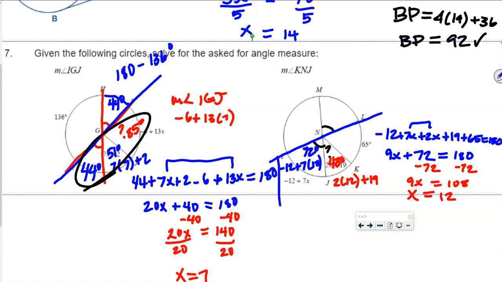And once again, I'm going to add up this angle and that angle, and all three of those should add up to be 180. Again, that's a good way to check your answer.